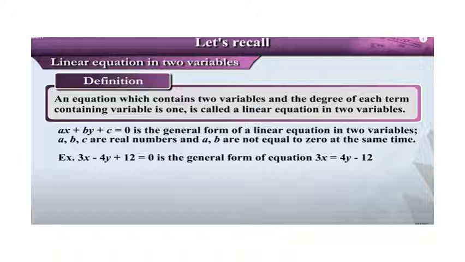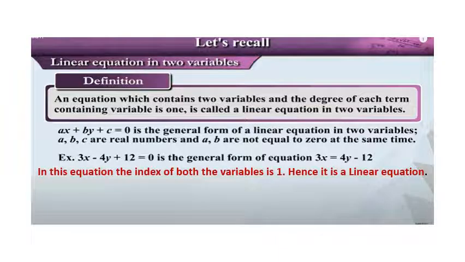Let us see one example. 3x minus 4y plus 12 is equal to 0 is the general form of the equation. 3x is equal to 4y minus 12. So 3x is equal to 4y minus 12. It's not in the general form. The variable x comes first, followed by the variable y, and then the constant number, and then it should be equal to 0.